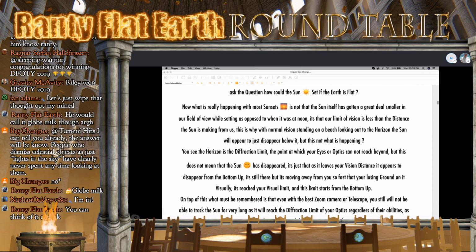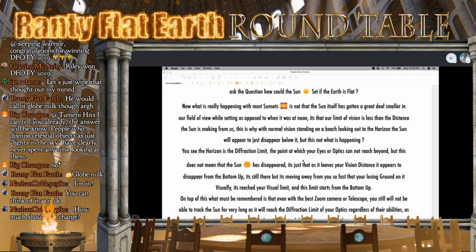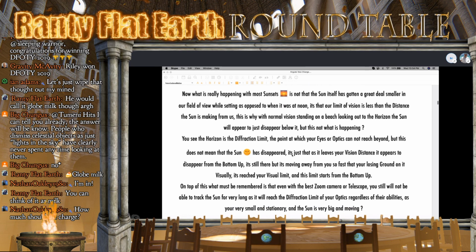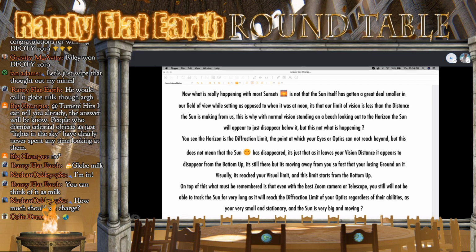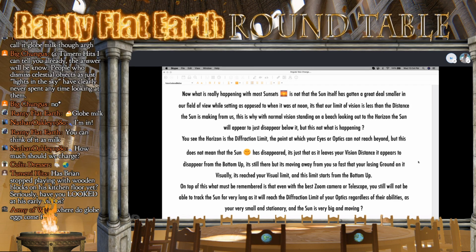You see, the horizon is a diffraction limit, the point at which your eyes and our optics cannot reach beyond. But this does not mean that the sun has disappeared. It's just that as it leaves your vision distance, it appears to disappear from the bottom up. It's still there, but it's moving away from you so fast that you're losing ground on it visually. It's reached your visual limit, and this limit starts from the bottom up.